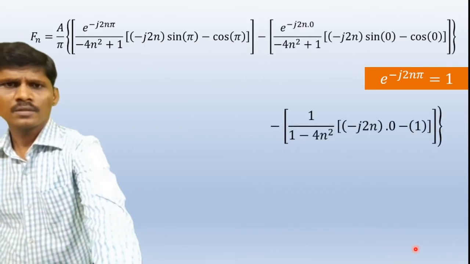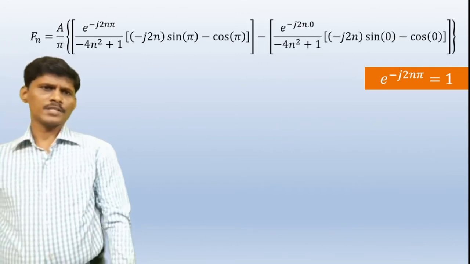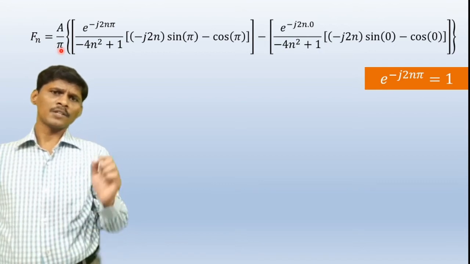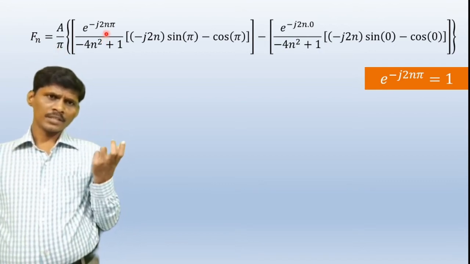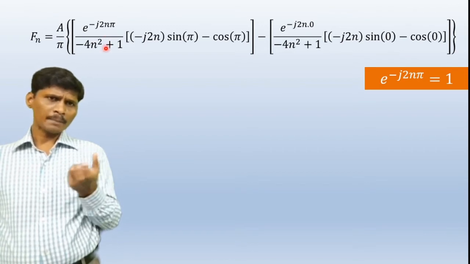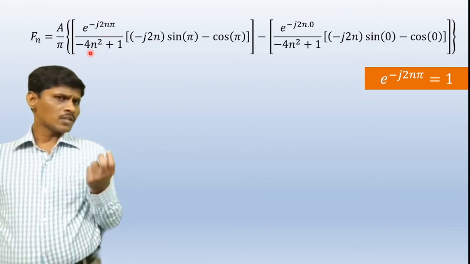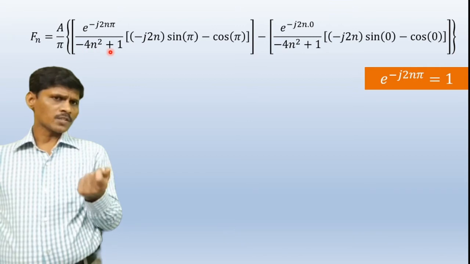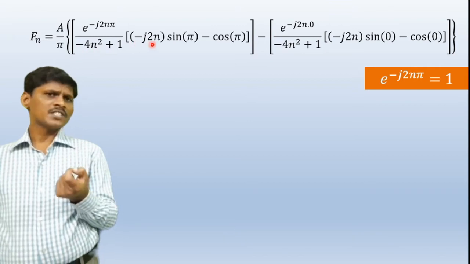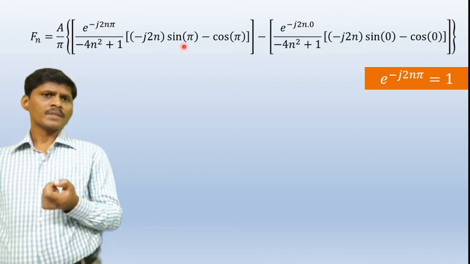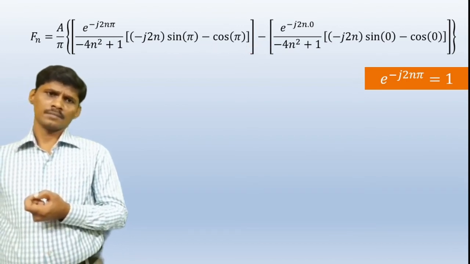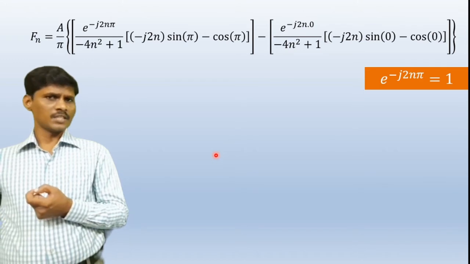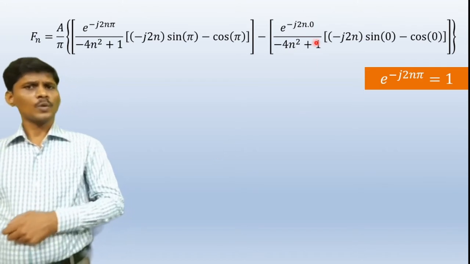Therefore Fn is equal to A by pi, the upper value of t is pi. e power minus j 2n pi by (j square value is minus 1) minus 4n square plus 1, into minus j 2n sin of pi minus cos of pi. That is the upper limit. Now substitute the lower limit.